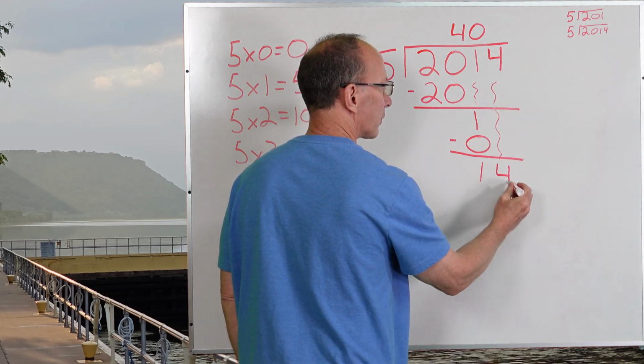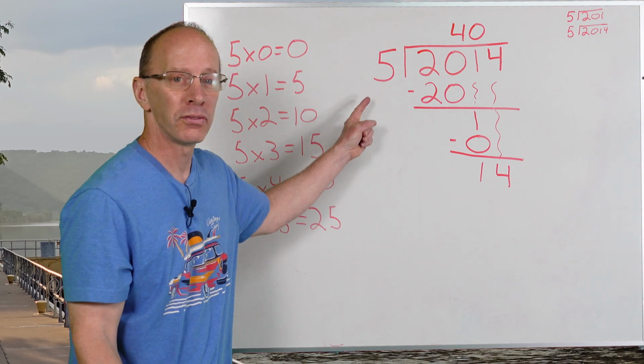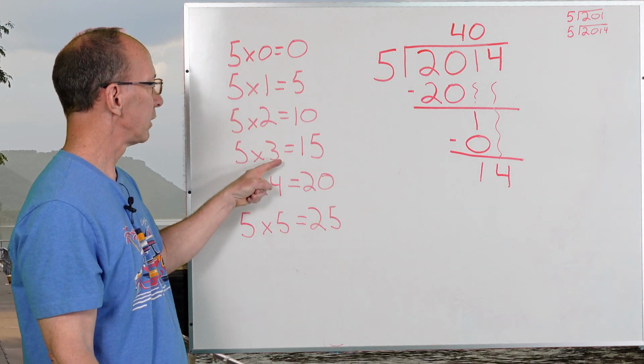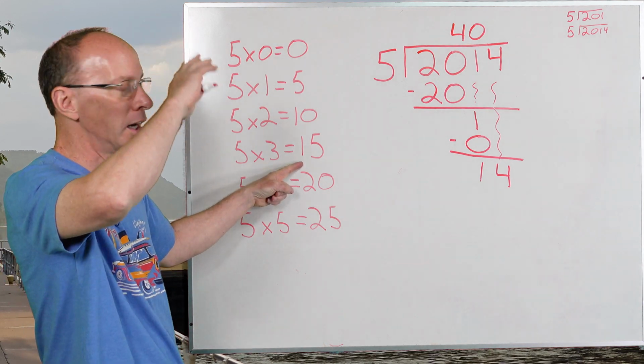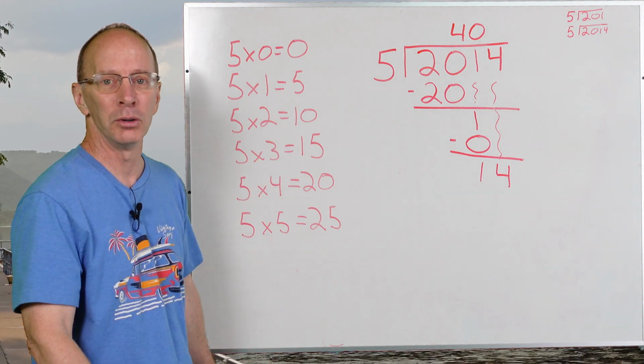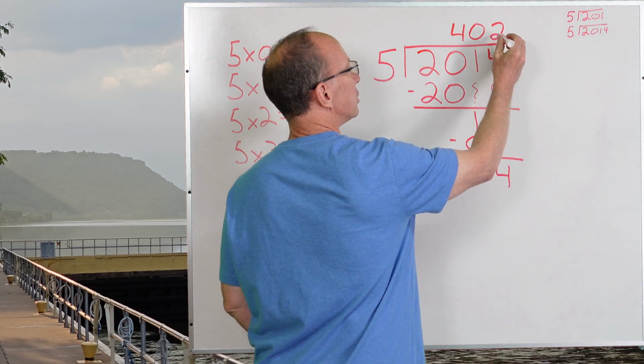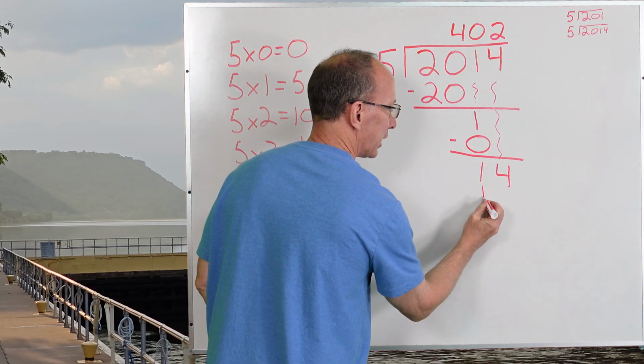right here. Now, can I put 5 into 14? Let's take a look here. 5 times 3 is 15, too high. We need to bring it down. 5 times 2. Buckle my shoe. So I put 2 right here. 2 times 5 is 10.